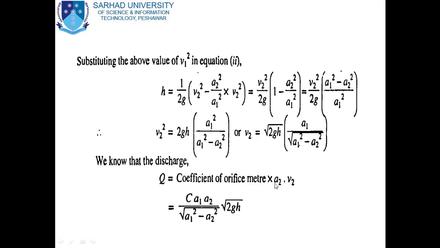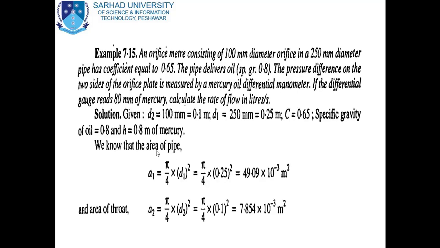So we get Q is equal to C A1 A2 divided by the square root of A1 square minus A2 square into the square root of 2gH, where C is the coefficient of the orifice meter. So this is the final equation which is used for finding the discharge through a pipe by using an orifice meter. Now we will solve an example on this.